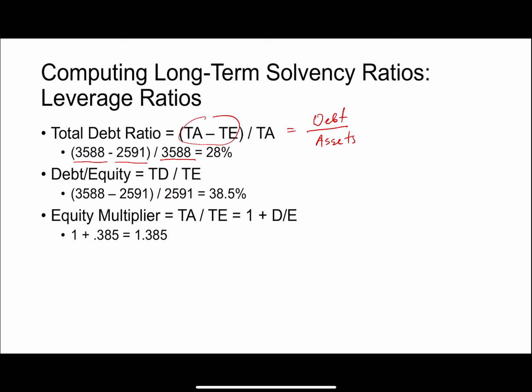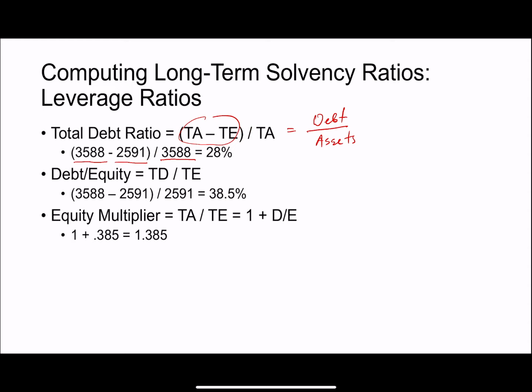Again, is it good? Is it bad? There is no way to tell. You need to compare to the benchmark in your industry. You need to understand the nature of the industry. If you are a bank, a 28% total debt ratio is actually going to be very low. It's not normal for banks.